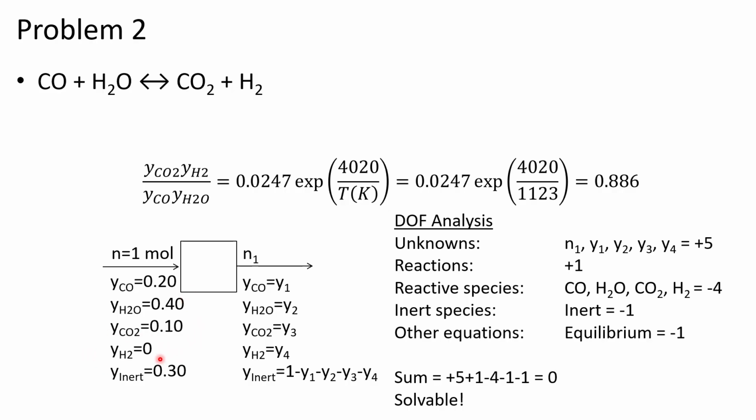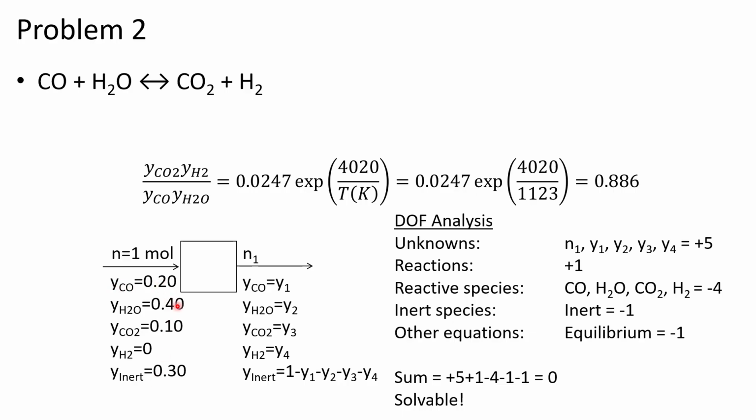There's no hydrogen, and the balance is an inert. So the mole fraction of the inert is 0.3. I always like to check and make sure that I've labeled a stream correctly in terms of mole fractions by adding them all up to see if they add up to 1. Let's check that here. The mole fraction of CO is 0.2.